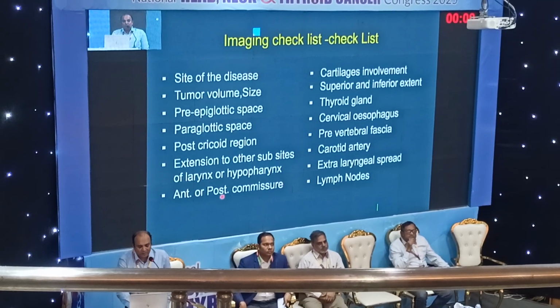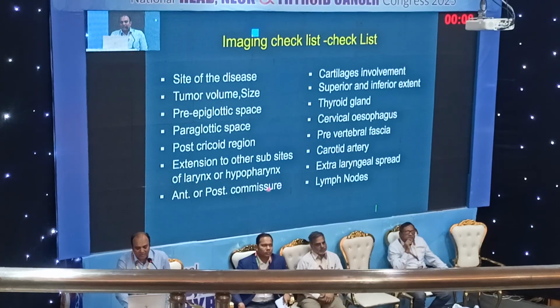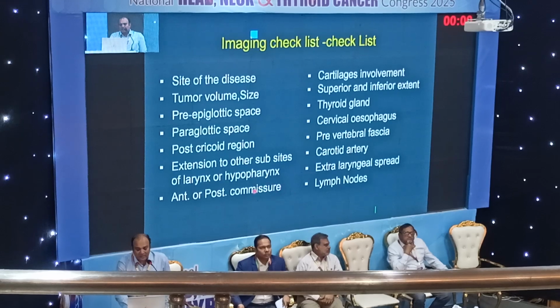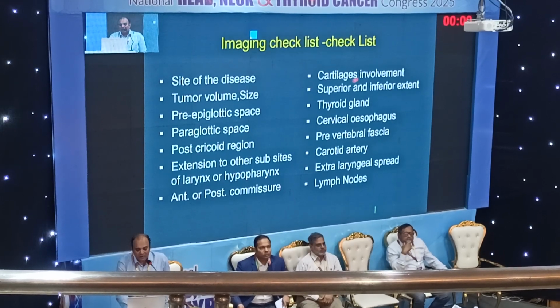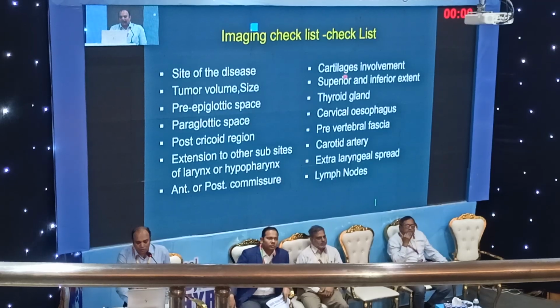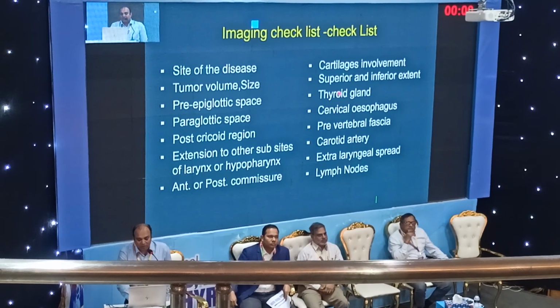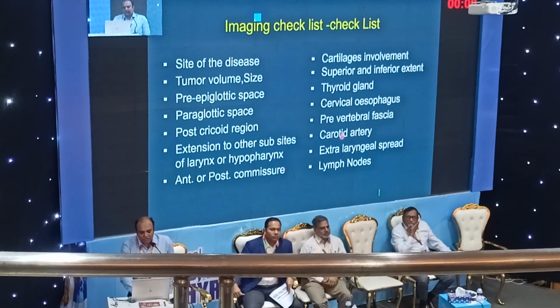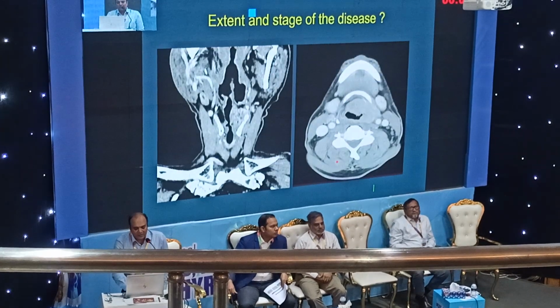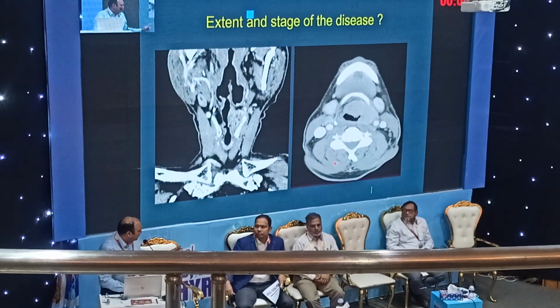Anterior commissure and posterior commissure involvement doesn't have staging implications, but there is a chance for transglottic spread. An anterior patient can have T4 disease, and it's also important for radiotherapy planning. Look at whether the cartilage is intact or the inner cortex has through and through involvement, superior, inferior, and external disease, thyroid gland, cervical esophagus, prevertebral fascia, carotid artery, extralaryngeal spread, lymph nodes. Try to learn by yourself, and now if you permit 2 minutes, I will go through examples.